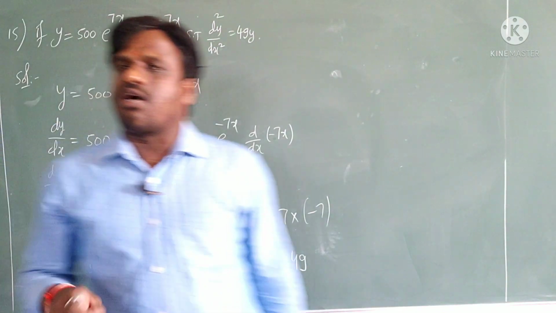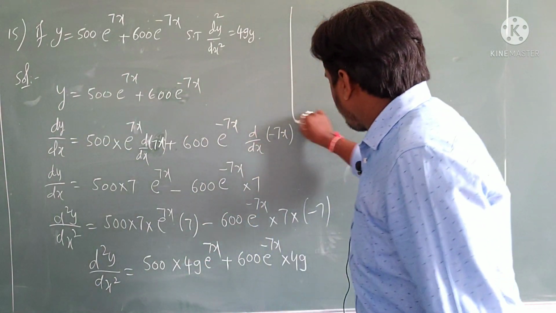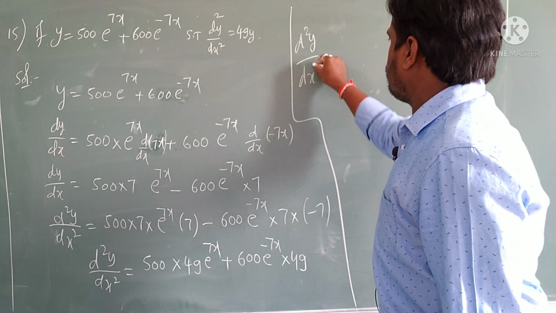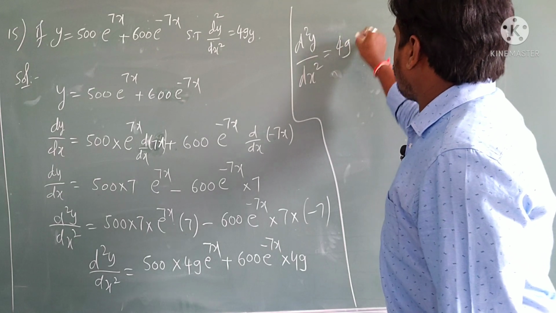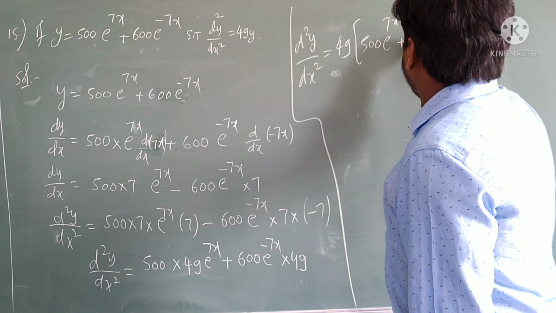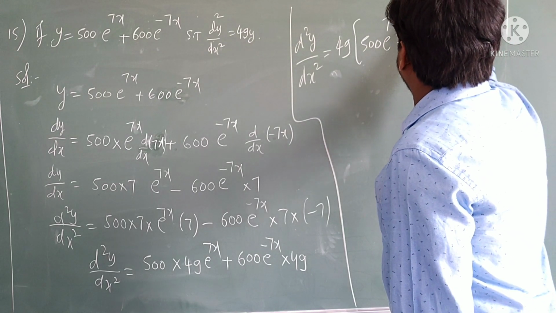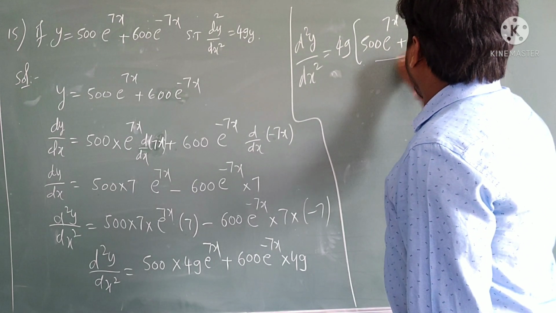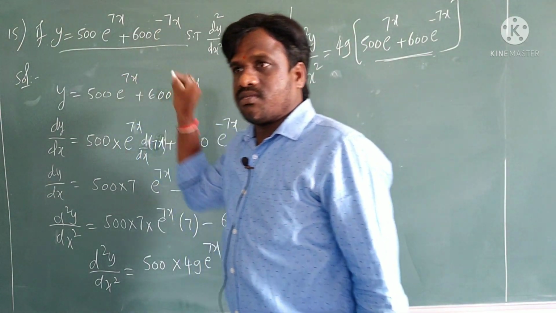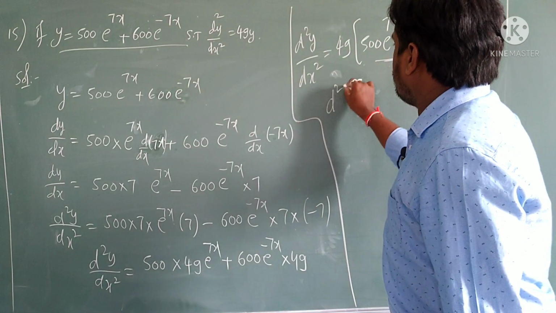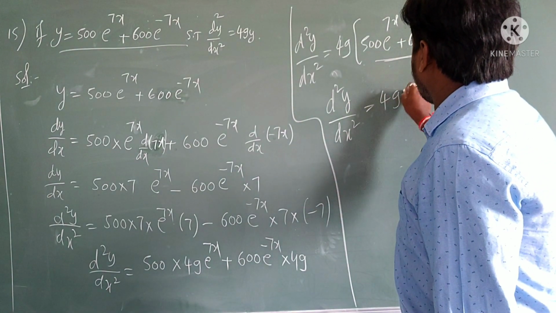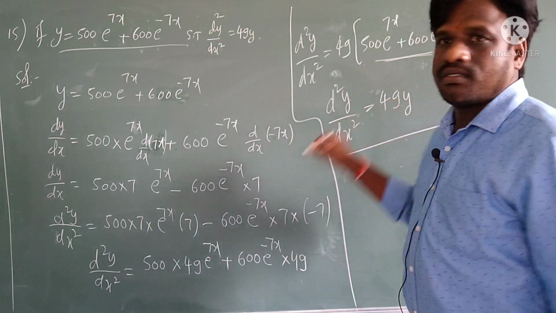So take 49 out common. If I take 49 common, what do I get here? d2y by dx square is equal to 49 times 500 e to the power of 7x plus 600 e to the power of minus 7x. And this whole part is nothing but the question itself. So I can replace it with y. So d2y by dx square is equal to 49 into y, which is the answer.